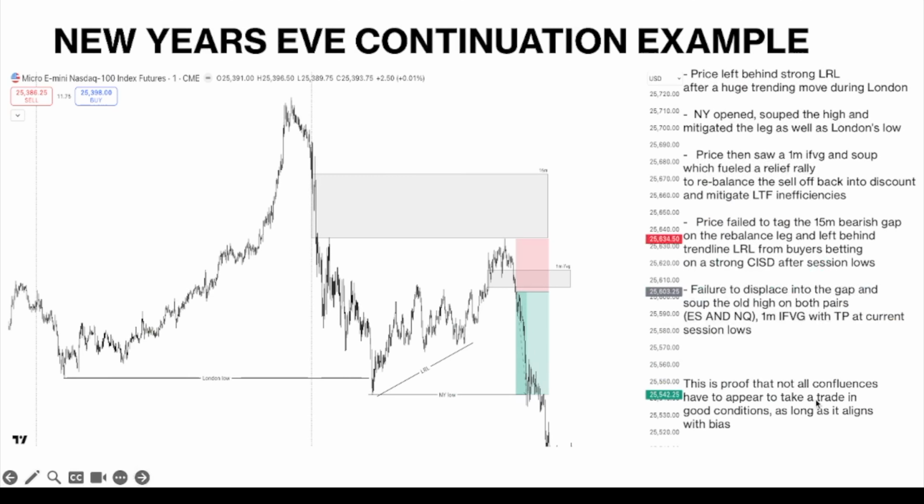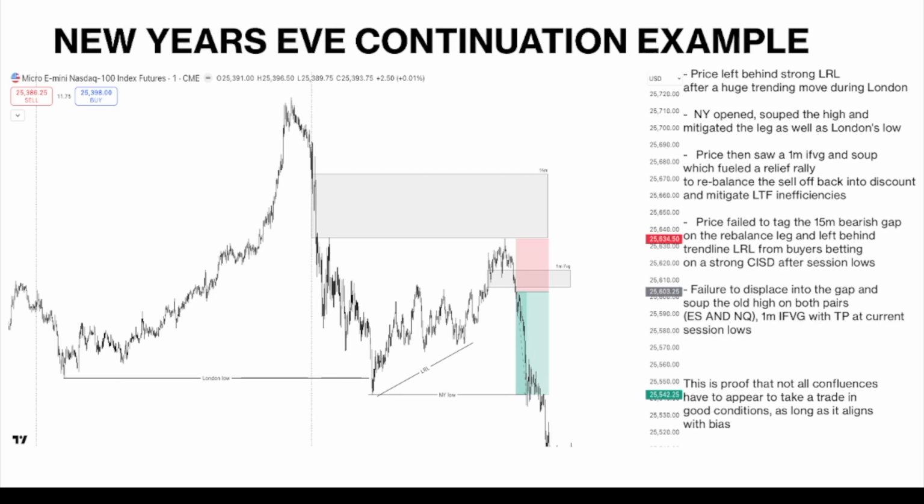Right, so just again quickly going through that, price left behind strong LRL after a huge trending move during London. New York opened, souped the high and mitigated the leg as well as London's low. Price then saw a 1 minute inverse fair value gap and soup, which fueled a relief rally to rebalance, which was over 50% back into discount of the sell-off, and mitigated low time frame inefficiencies. Price failed to tag the 15-minute bearish gap on the rebalance leg and left behind trendline LRL from buyers betting on a strong CISD after taking out previous session lows.